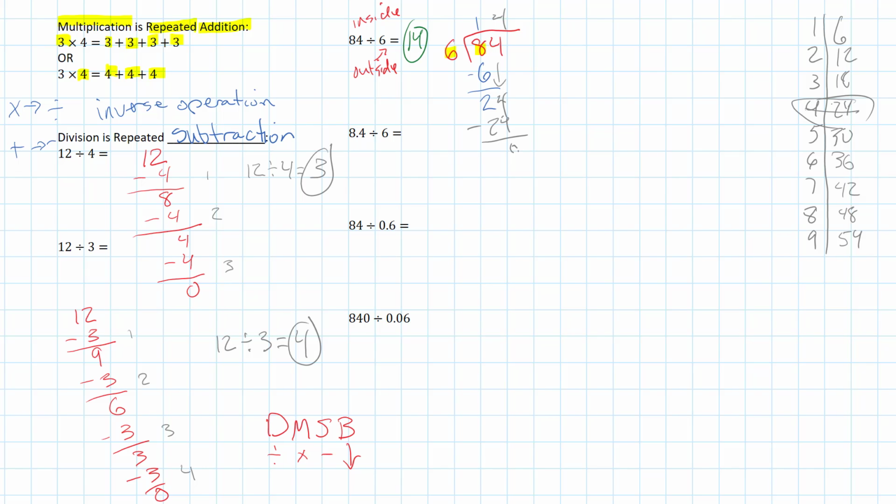So 6 and 84, it slices up really nicely. I didn't have to worry about any repeating decimals. I didn't have to worry about a remainder or anything like that. So we're going to take a look at what happens if I have 8.4 divided by 6.